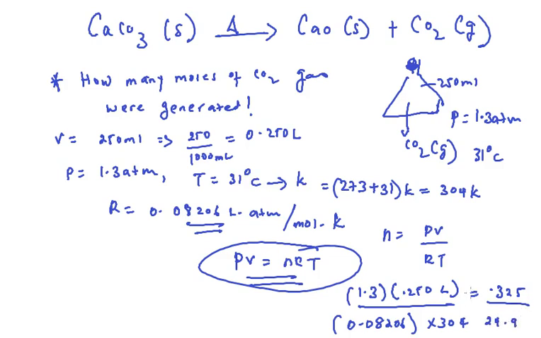So the unwanted units will be cancelled out and you will have the mole value. So now we have to divide 0.325 by 24.9. That would give you around, I'm going to write down here, I have some space here, 0.013 mole of carbon dioxide.